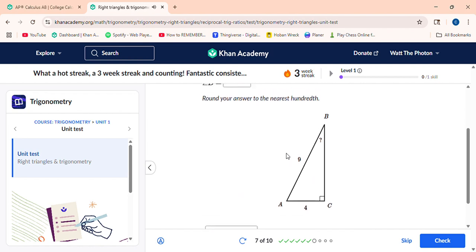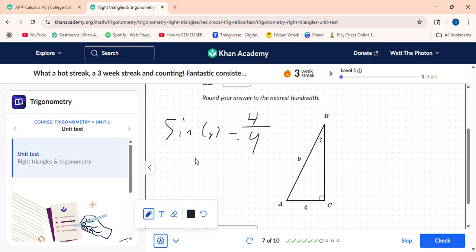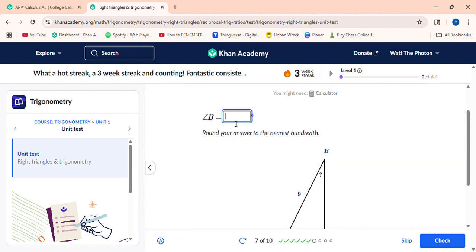What is angle B? Let's see, so that's opposite over hypotenuse. So sine of x is equal to opposite over hypotenuse. So x is equal to sine inverse of 4 over 9, which is 26. That sounds reasonable. 26.39.